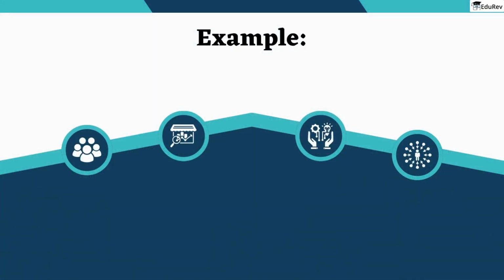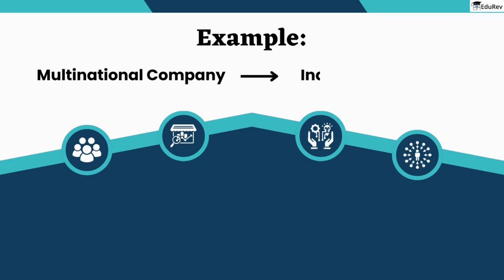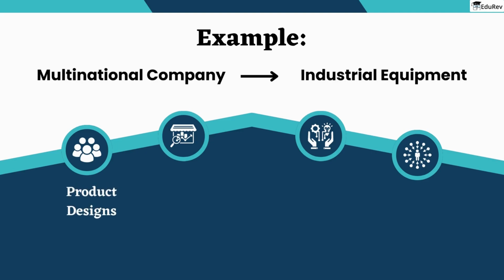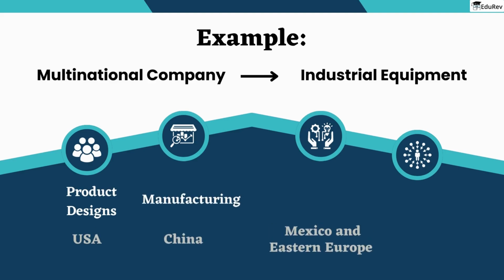Let's look at an example to understand this better. A big multinational company that makes industrial equipment creates product designs in research centers in the USA. The components are manufactured in China and then sent to Mexico and Eastern Europe for assembly. The finished products are sold worldwide. Additionally, customer support is provided through call centers based in India.